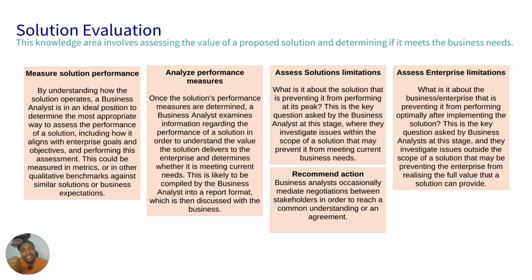Next thing is to assess your solution's limitation. Within my solution, it is not giving me the correct value, the expected value. Within the solution, what else are we not doing right? What are the things that we need to improve on? What is it about the solution that is not making us get the peak performance, that's not allowing us get the peak value from it?